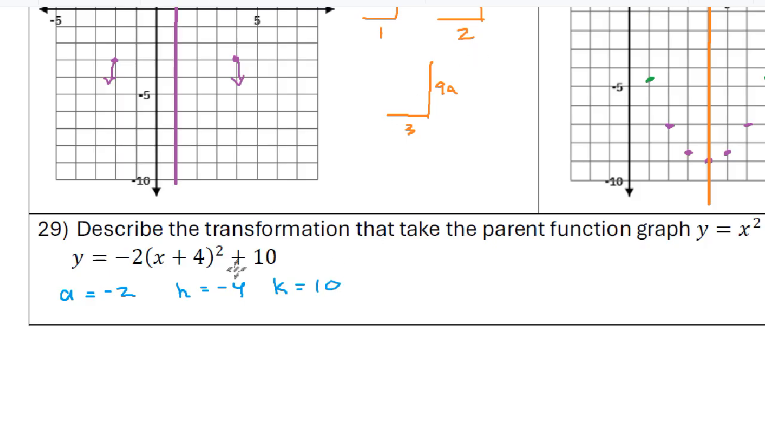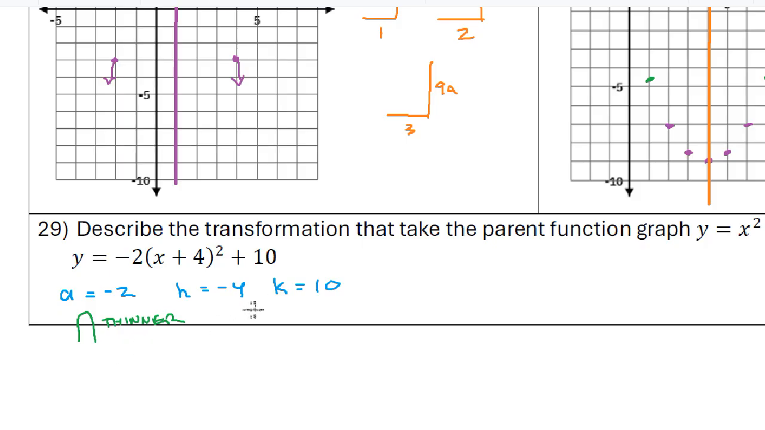I'm just going to describe this. The a value of -2 means it's going to go upside down. So a is negative, so the parabola is going to go upside down, and it's going to be thinner. And that's because if you look at the a, if we have +2, the graph gets pulled up. Well, -2, the graph gets pulled down. It's going to be thinner.